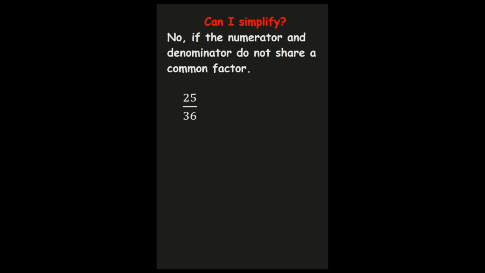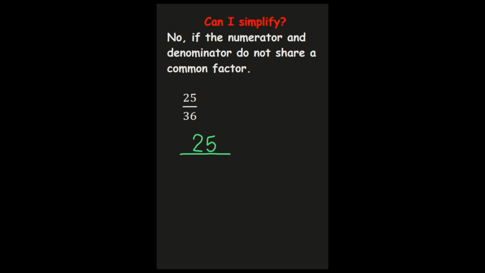In a previous example, we noted that you can simplify if your numerator and denominator share a common factor. So if your numerator and denominator do not share a common factor, then you can't simplify the fraction. So let's look at this example. We have 25/36, and 25 and 36 do not share any common factors. I'm going to go ahead and factor this for you so you can see the full example.